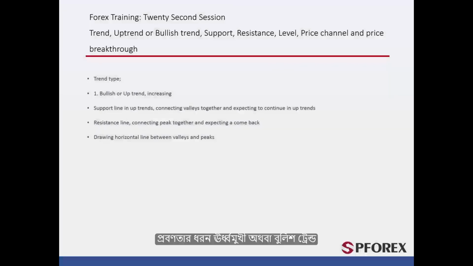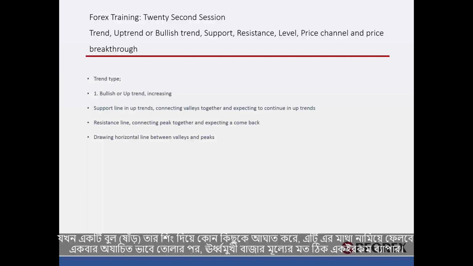Types of trends, uptrends or bullish trends. Uptrend direction, known as bullish trend, is derived from butting by a bull. When a bull wants to attack something with its horns, it will bring its head down followed by an abrupt lift, in exactly the same manner as an uptrend market price.